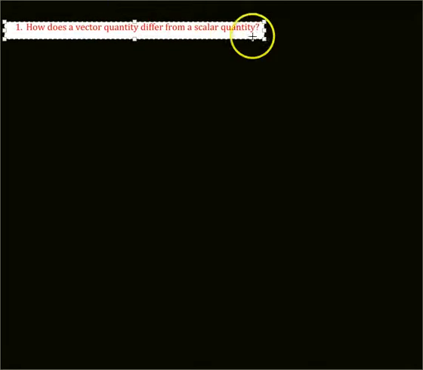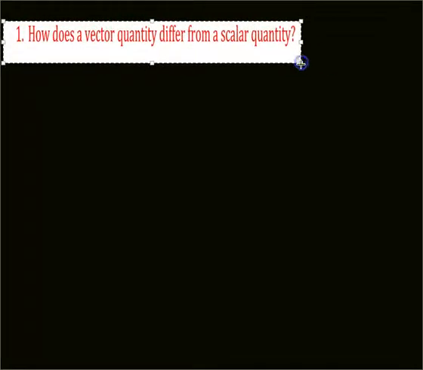It should be the very first question on the entire page, and again this is page 40 in your book. This question says, how does a vector quantity differ from a scalar quantity? We learned this a while ago, back in my very first video on physics. The reason I didn't make it in the chapter 3 series was because I felt that knowing vector and scalar was important for chapter 2. So how does a vector quantity differ from a scalar quantity?